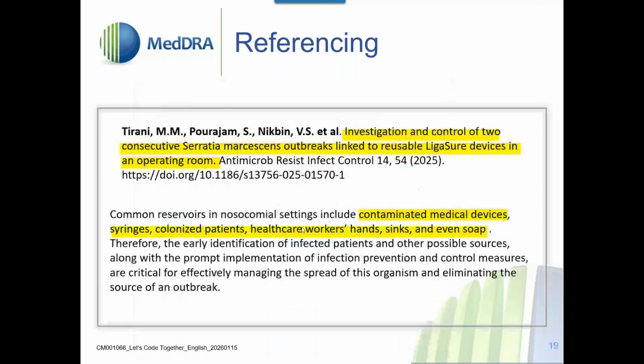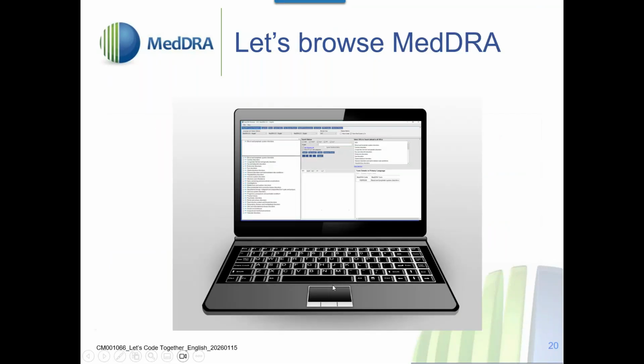Here's a reference we found. So this shows you investigation and control of 2 consecutive Serratia marcescens outbreaks linked to devices in an operating room. And we see here that it's commonly these bacteria grow in contaminated medical devices, syringes. Colonized patients is an option, healthcare workers' hands, sinks, and even soap. So it's a very common pathogen to colonize. The early identification of infected patients and other possible sources is important, so as not to spread it or create a colonization. So let's browse MedDRA then at this point.